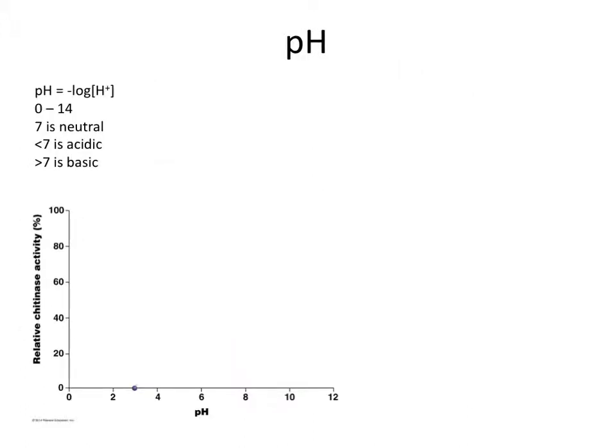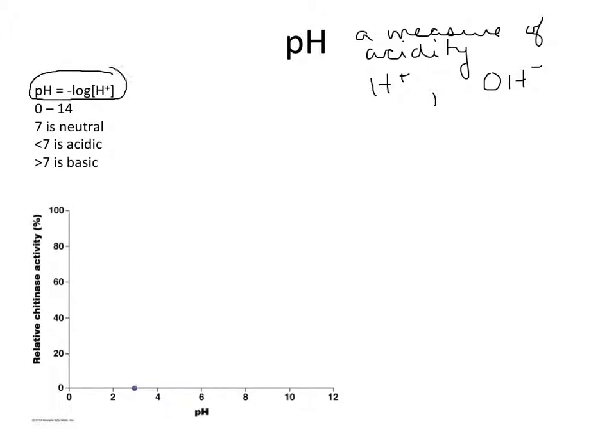All right, pH or acidity is also an important environmental factor that impacts the activity of enzymes. And pH is a measure of acidity. Therefore, it's a measure of hydronium ions or protons, which are directly related to hydroxide anions. By definition, pH is the negative log of the proton concentration in an environment, and it is expressed on a scale that ranges from 0 to 14. 7 is considered neutral, less than 7 is acidic, and greater than 7 is basic.